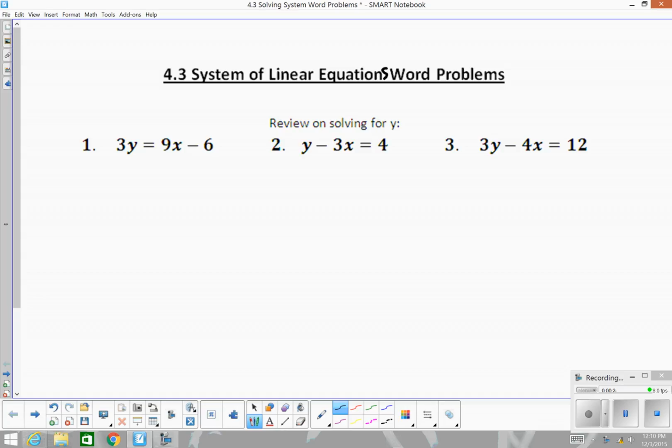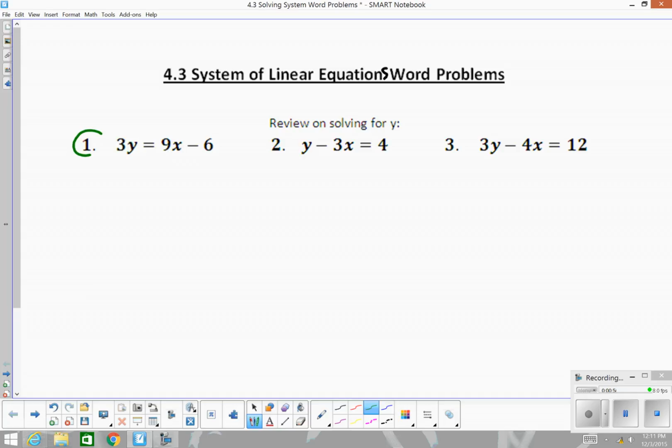Now before we get into word problems, we're going to be talking about a little review on solving for y. So we have our equations in slope-intercept form. In that case, we will be able to either graph on a graph physically, or plug those equations into a calculator and calculate the solution that way. So let's look at number one.